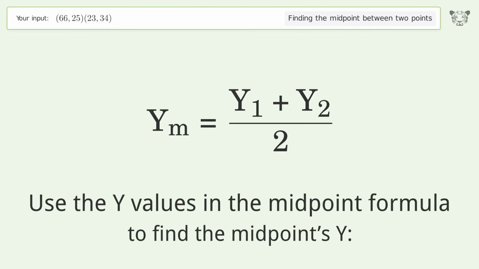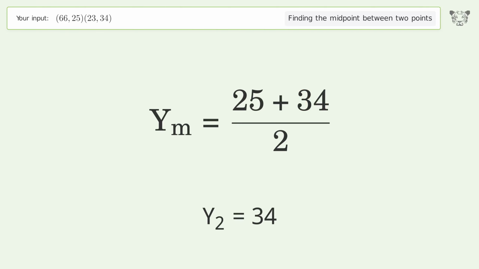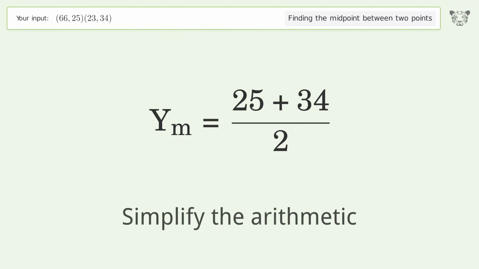Use the y values in the midpoint formula to find the midpoint's y. y1 equals 25. y2 equals 34. Simplify the arithmetic.